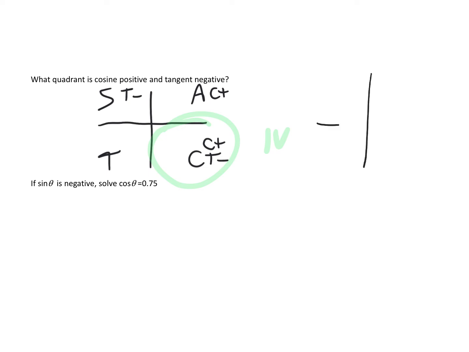Now, if we label the quadrants, quadrant 1, 2, 3, and 4. Now, you don't have to use Roman numerals. You can just use regular numbers if you want, but that's just the way we name them.